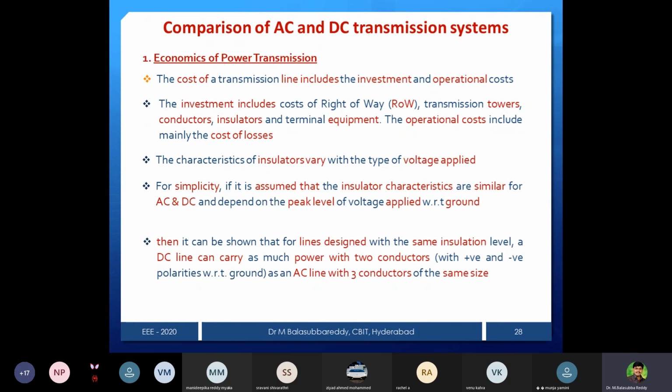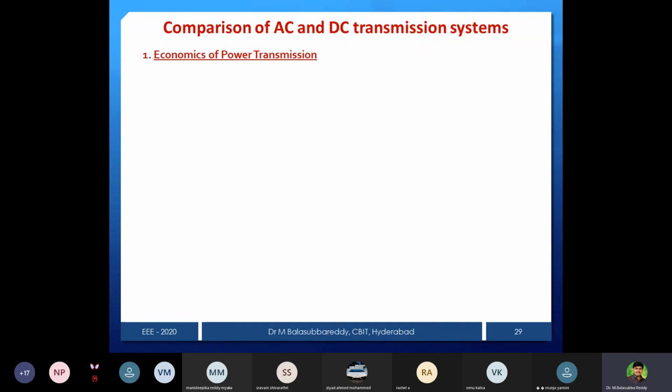Now we can show that for lines designed with the same insulator level, let us for example consider AC and DC transmission where the characteristics of the insulators are the same. Even so, when designing the line, a DC line can carry as much power with two conductors, only plus and minus with respect to the ground, as an AC line with three conductors of the same size. This is the scenario: the same power we need to carry, with only two conductors here, and there three conductors.